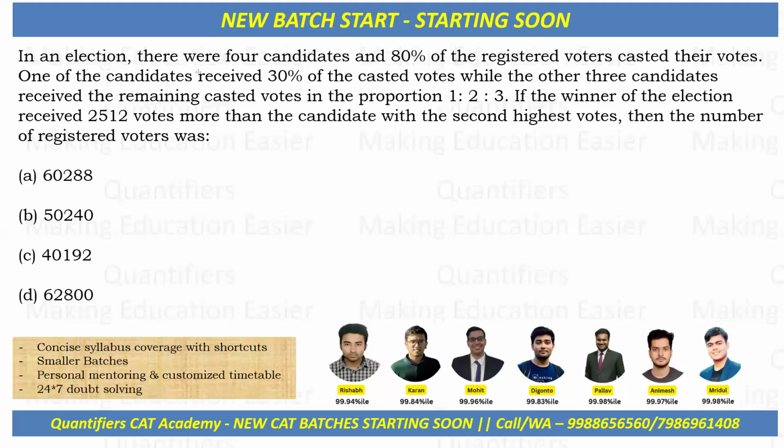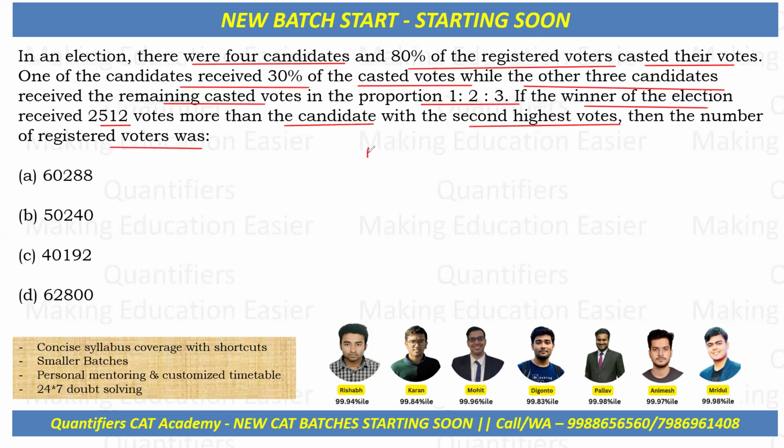Okay, students, so let us look at this question. In an election, there were four candidates. 80% of the registered voters cast their votes. One of the candidates received 30% of the cast votes, while the other three candidates received the remaining cast votes in the ratio of 1:2:3. The winner of the election received 2512 votes more than the candidate with the second highest votes. The number of registered voters was.